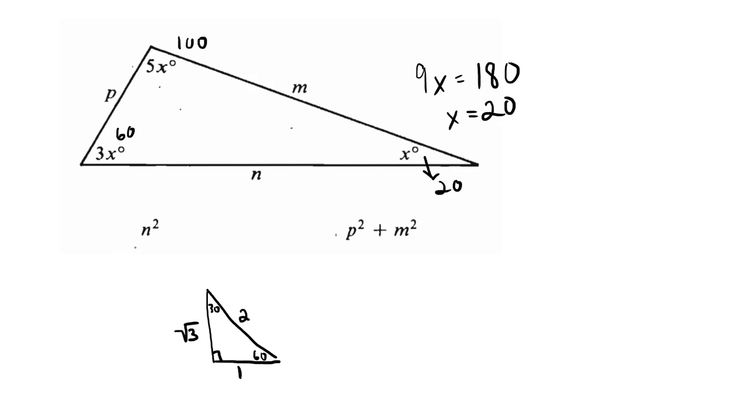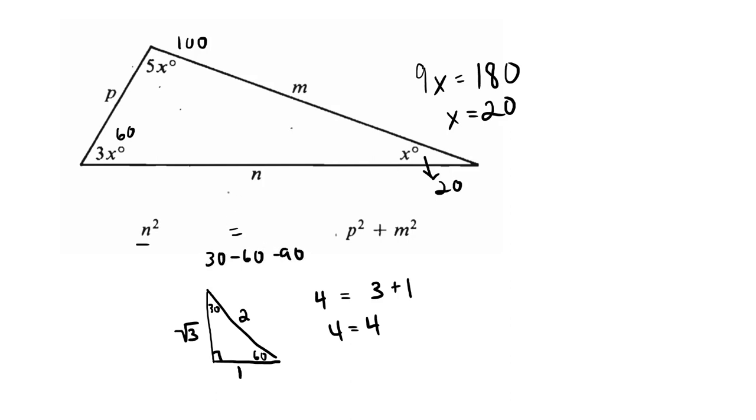And now imagine I were to do n squared, and n squared is going to be the longest side. So the longest side here is 4. And then p squared and m squared are the two shorter sides. Well, the square of the square root of 3 is going to be 3. And then the square of 1 is going to be 1. And you'll notice 4 equals 4. So if I have a 30, 60, 90 triangle, these two quantities are equal.